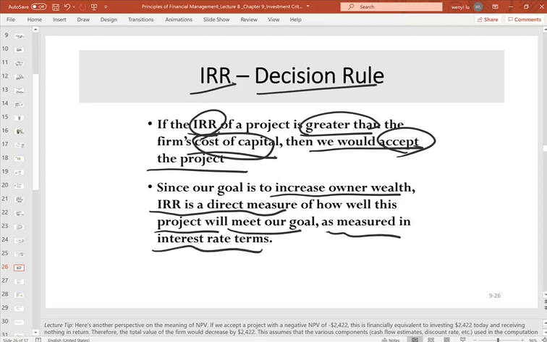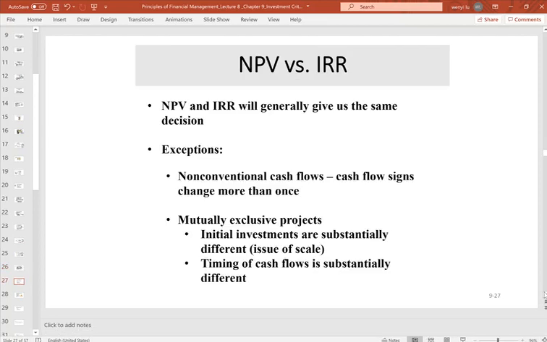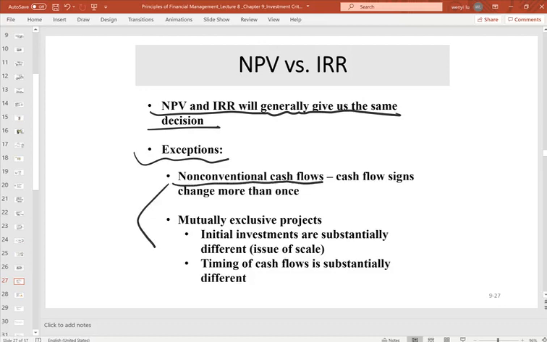But just be careful. NPV and IRR sometimes will not make the same decisions. IRR and NPV generally will give us the same decisions. However, there are several exceptions. The first one is non-conventional cash flows, where the cash flow signs change more than once.